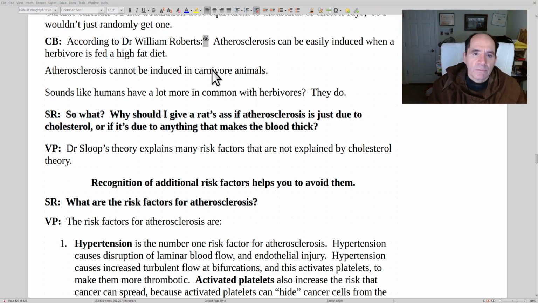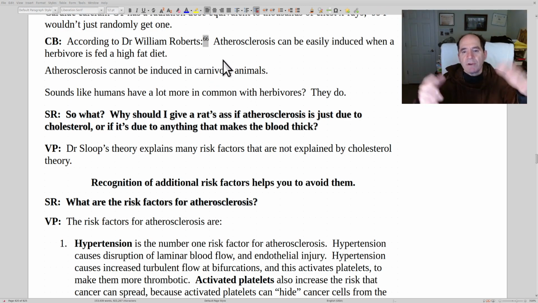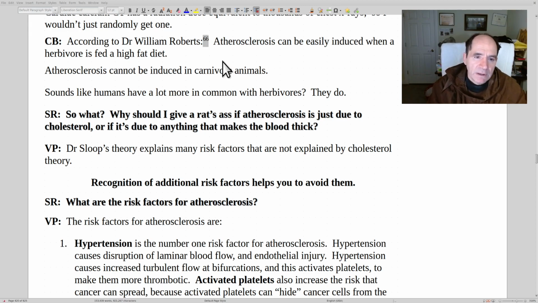Oh, I also, William Roberts says from his research, it's very easy to induce atherosclerosis in a herbivore animal. Just feed them a high-fat diet, he says, but you can't do that in a carnivore animal. And so humans are like the herbivores. And then, why should you care?